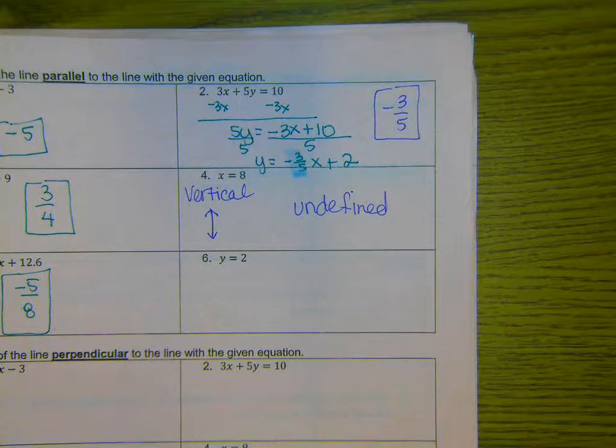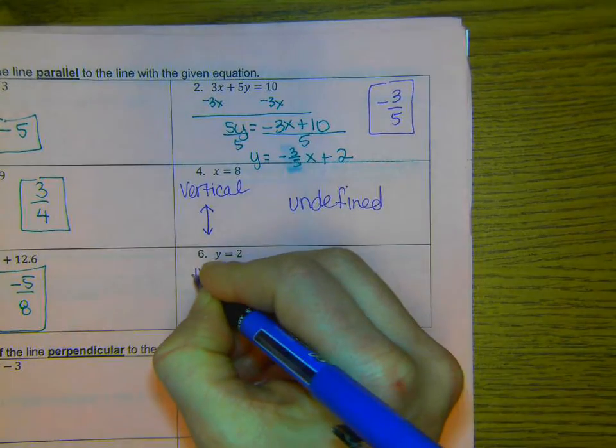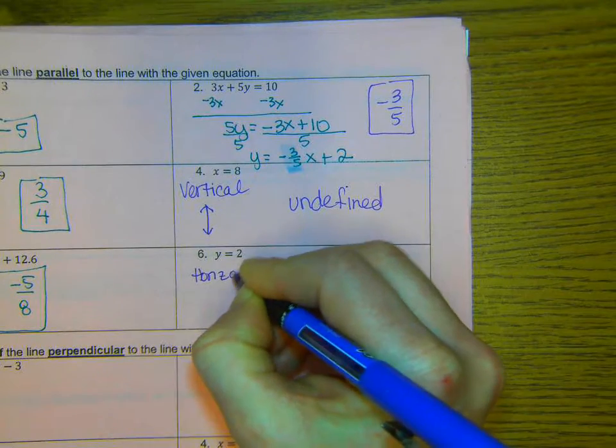Or no slope. You could say no slope. Because basically what's happening is you're doing rise, the line's not going over. It's got a run of 0. So you have a 0 on the bottom of the fraction. So that's an undefined number. How about number 6?